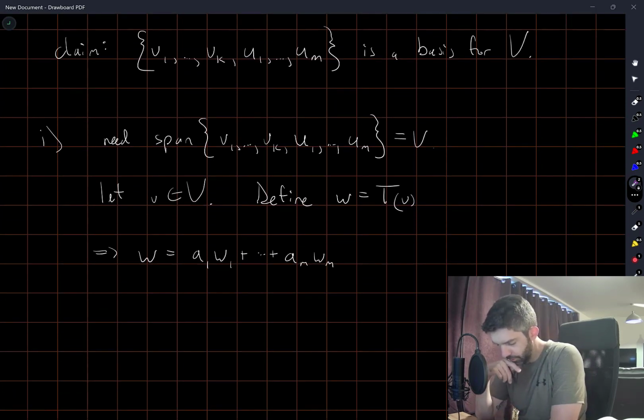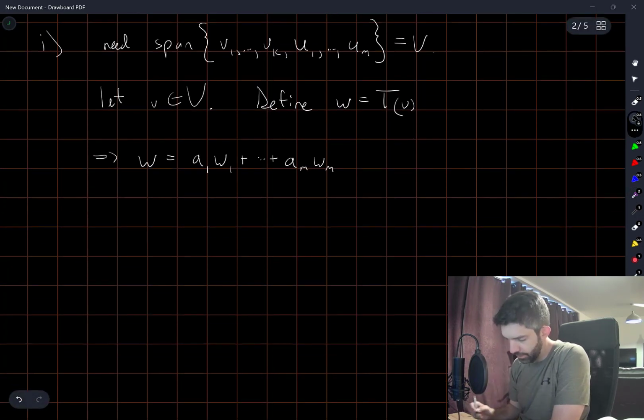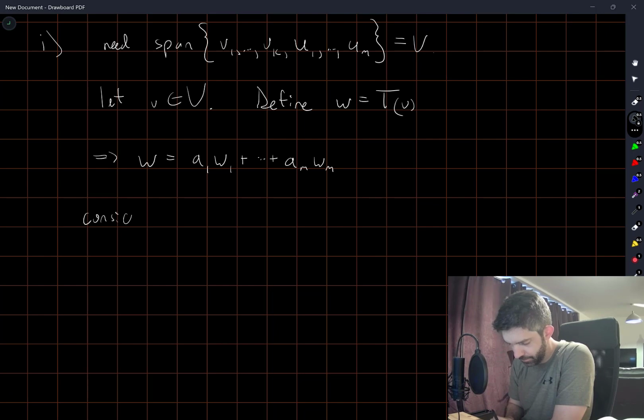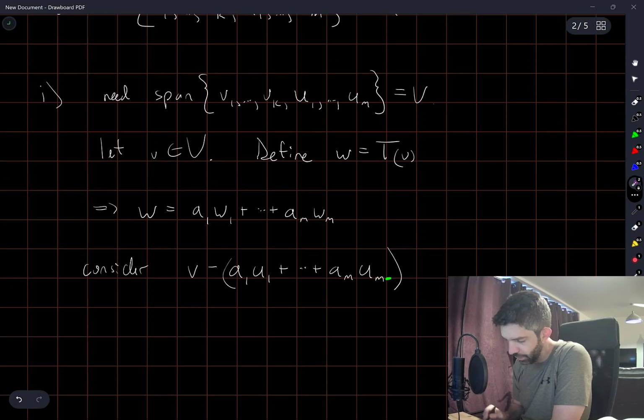Does this tell us anything? Does this help? Maybe then what I can do is consider V minus A1 U1 plus up to AM UM, where these U's are the basis W pulled back like that.